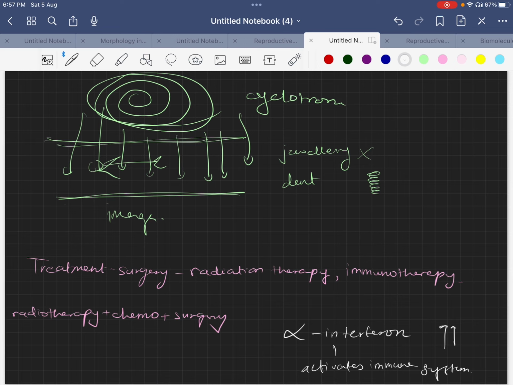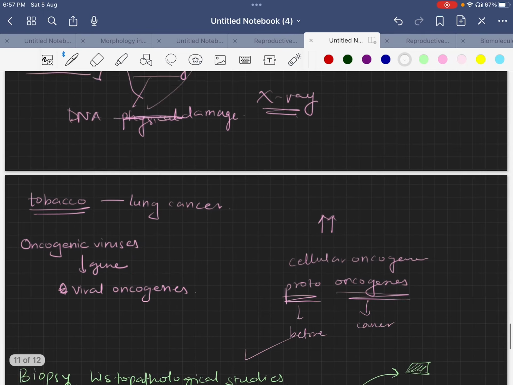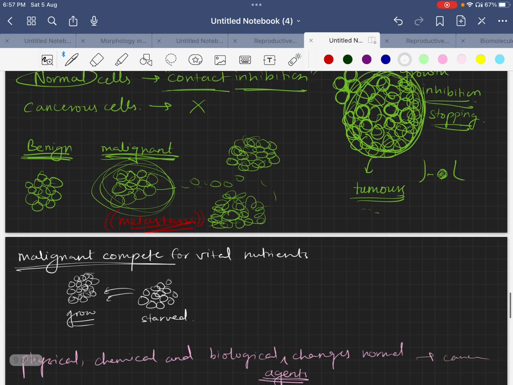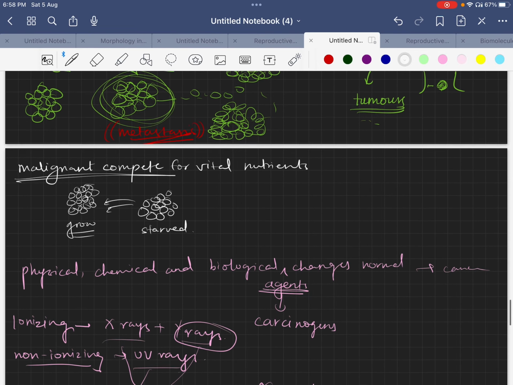Okay, so the treatment of cancer subtopic is done. Not bad.